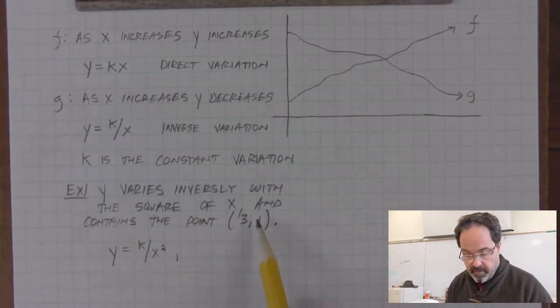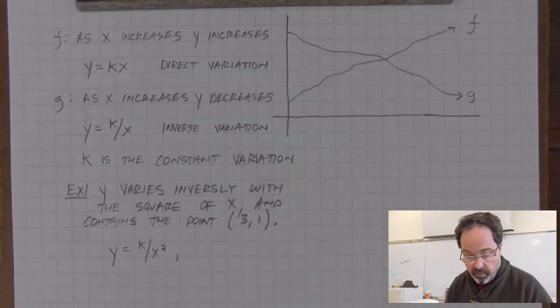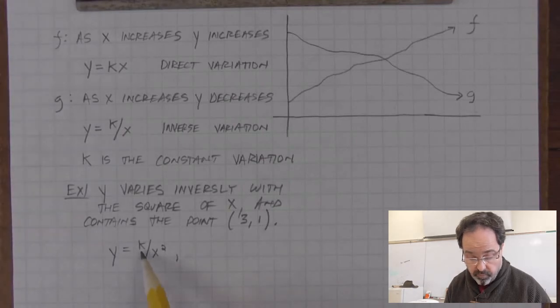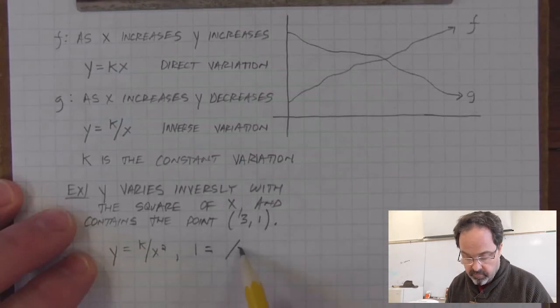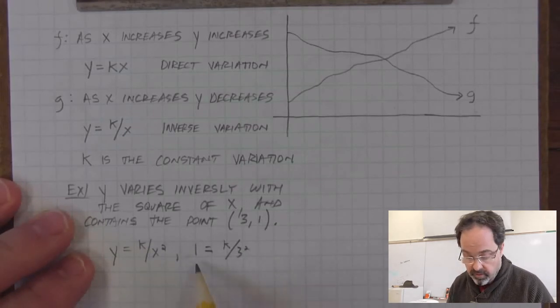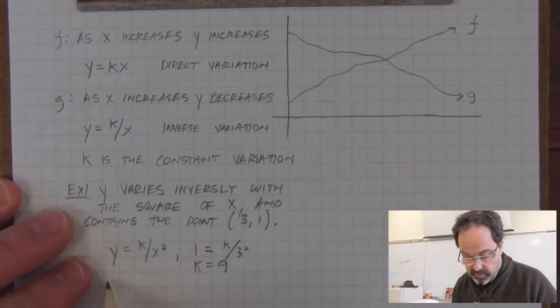This is the beginning. Now if I have a point (3, 1), I have an x and y value to work with in order to then solve for the unknown k, the constant of variation. If I put 1 in for y when x is 3, I can create an equation with k unknown. I'm going to square 3 to make 9, and if I multiply both sides by 9, I can see that k will equal 9, which allows me then to complete the equation y is equal to 9 over x squared.